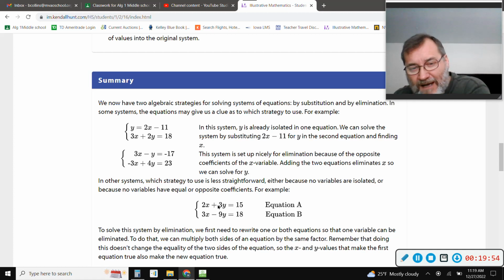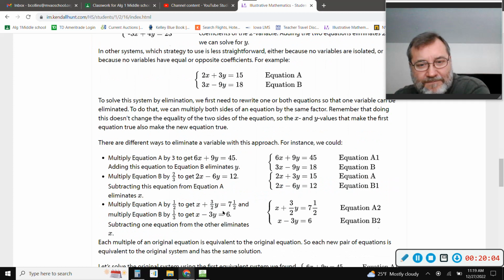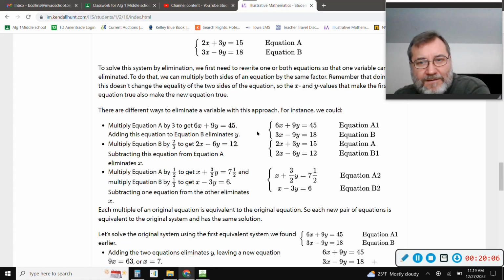But if you just take the top one and multiply it by 3, you'll get a positive 9 here. And with the negative 9, poof, it'll go away. So that was a little bit easier with elimination. All right, and so they're basically taking this first equation, and let's see what they do here.